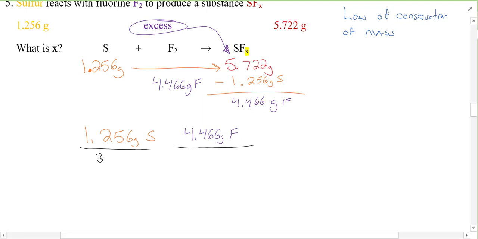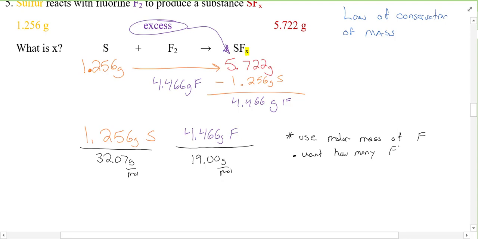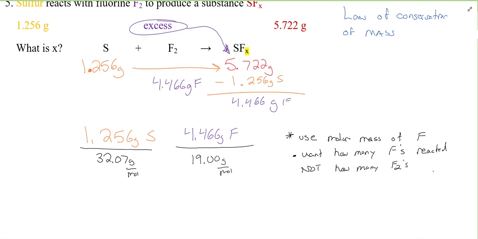Sulfur's molar mass is 32.07 grams per mole. Fluorine's molar mass. Now I'm going to use F. Why am I going to use F instead of F2? I want to know how many fluorines. So we use 19.00 grams per mole, the molar mass of F, right? This is because we want how many F's reacted, not how many F2s. All right, we're looking for F's only. Otherwise I'll be off.